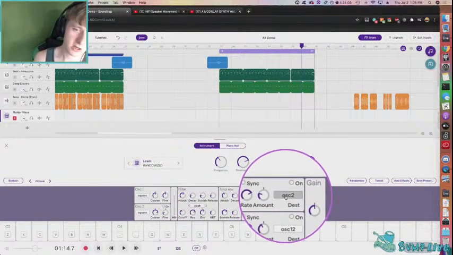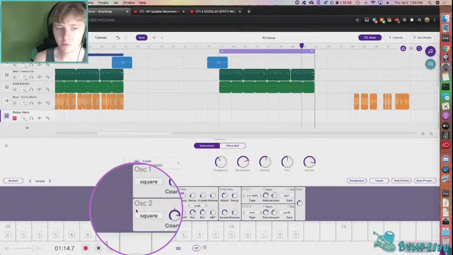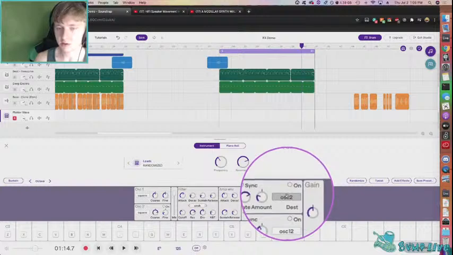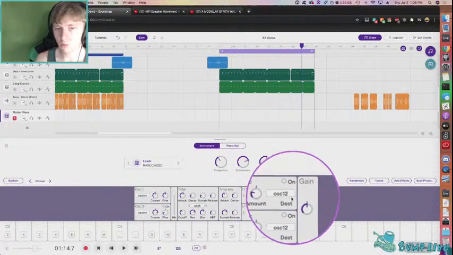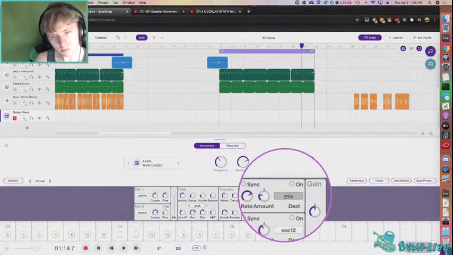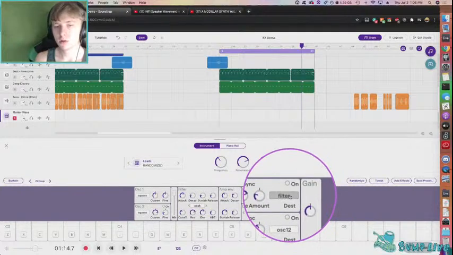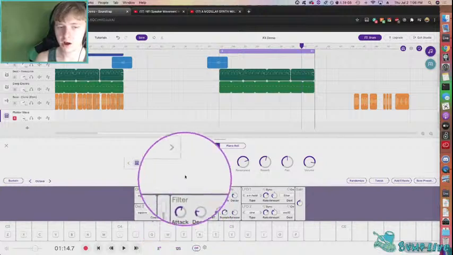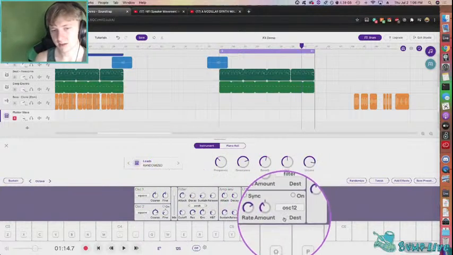So the destination here, you have several options. You've got the amp, which is the volume. You've got oscillator 1, which is the volume of oscillator 1. You've got oscillator 2, volume of oscillator 2. Oscillator 1 and 2, the mix between oscillator 1 and 2. You can modulate the filter. I believe that modulates the filter cutoff. And yeah, basically that. And the same for both.